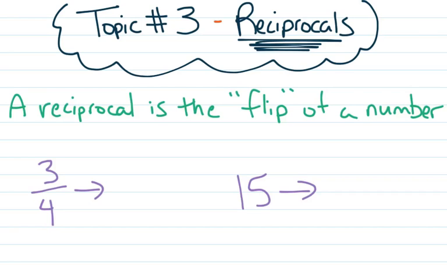So for example here, if I have 3/4, the reciprocal of 3/4 is going to be the flip of that, which is 4/3. And even if I have a whole number, like 15, remember, whole numbers as fractions are over a 1. So if I want to flip 15 wholes, it becomes 1/15 as its reciprocal. So that's what a reciprocal is. It's that flip of a number.